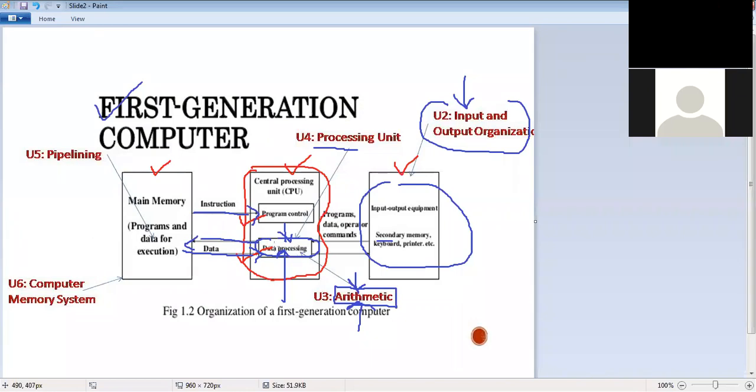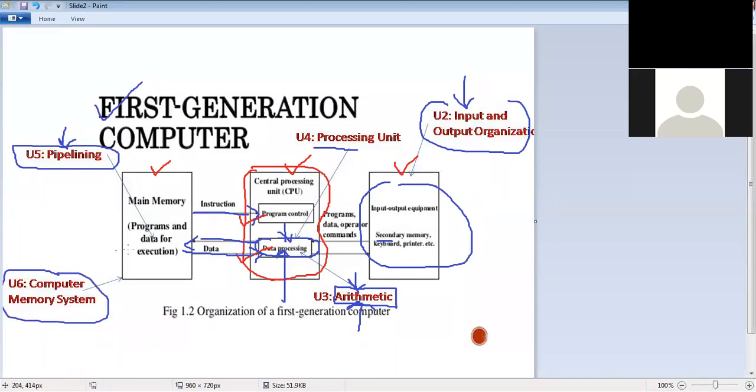So this chapter is basically dealing with the internal part of the data processing unit, and it is totally related to the execution part. After that, in unit number 5, we are going to go for pipelining. Now, before I go for pipelining, let me tell you that before that unit we discussed the computer memory system in unit number 6.